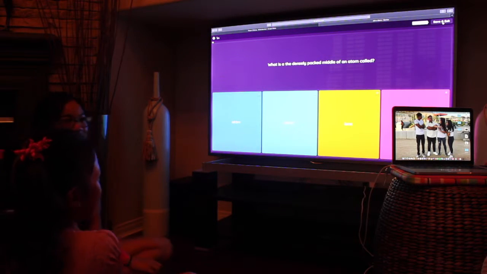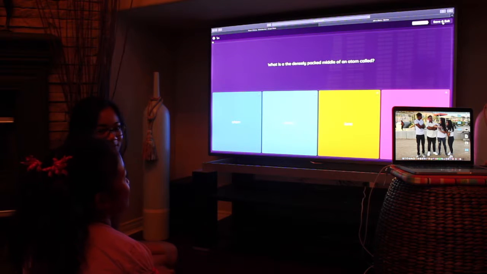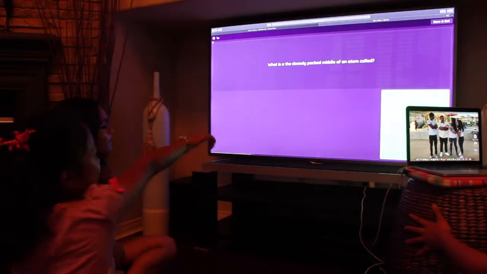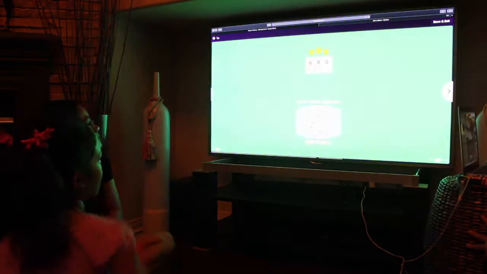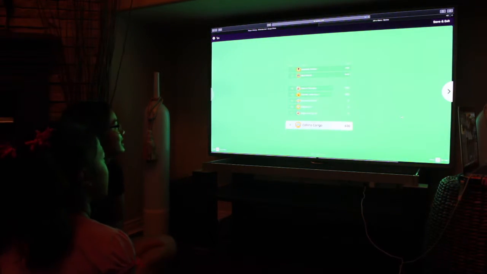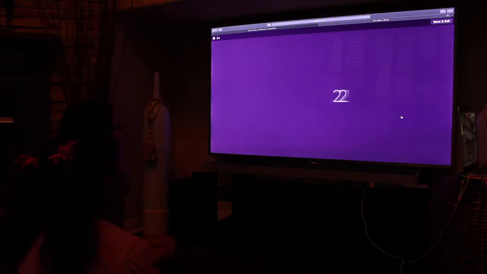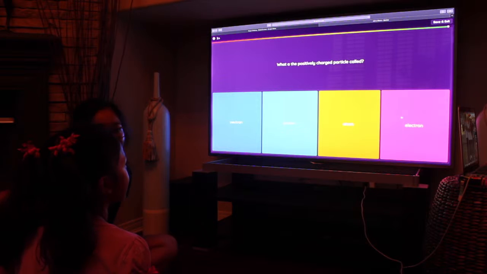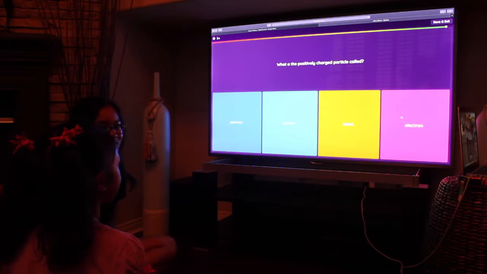What is the densely packed middle of an atom called? Nucleus. There you go. What does it say? Wow. 600. 600. Okay. What is the positively charged particle called? Remember, it's positive, so what is it called?